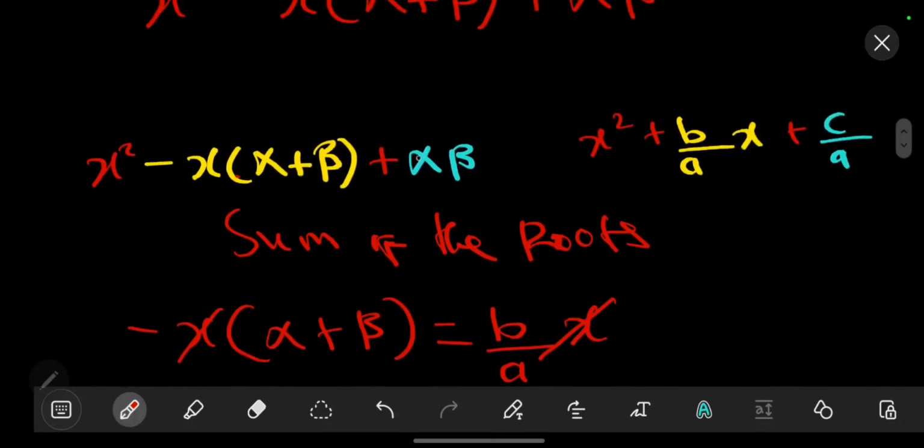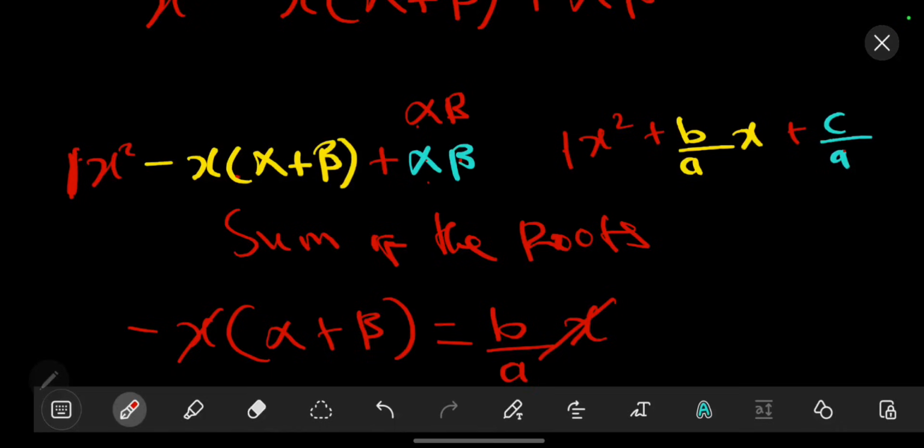Let's get another thing and compare. So the product, which is alpha by beta. According to how we used to find the product, you multiply the value that is here, which is our a, by whatever is here. But our product will just be made of alpha beta, because 1 times alpha beta is still alpha beta. So this product, you equate it with the last part, which is your product as well. If you multiply 1 by c over a, that's how we find our product when we are dealing with factorizing.